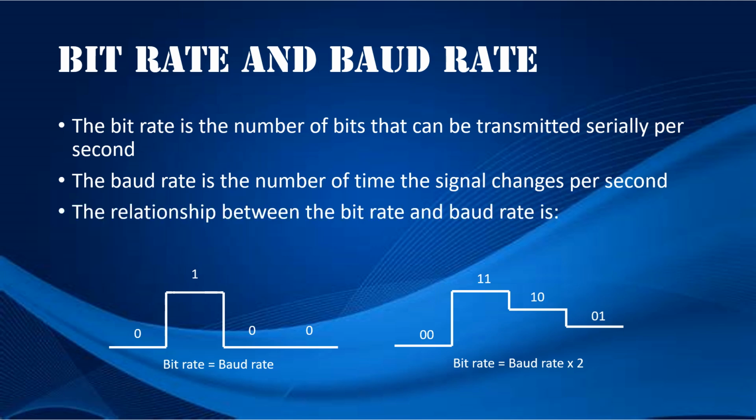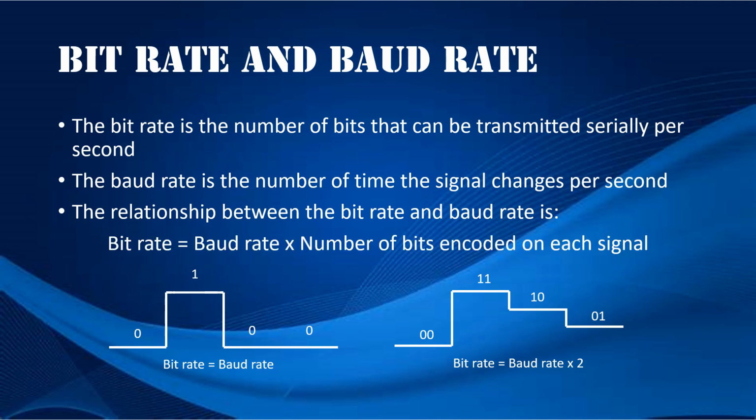The relationship between the bit rate and baud rate is: the bit rate is equal to the baud rate times the number of bits encoded on each signal. As you can see in this example here, if just one bit is encoded at each change of signal, then the bit rate is equal to the baud rate. If we have 2 bits encoded, then the bit rate will be double the baud rate. If we had 3 bits, it would be triple the baud rate, and so on.